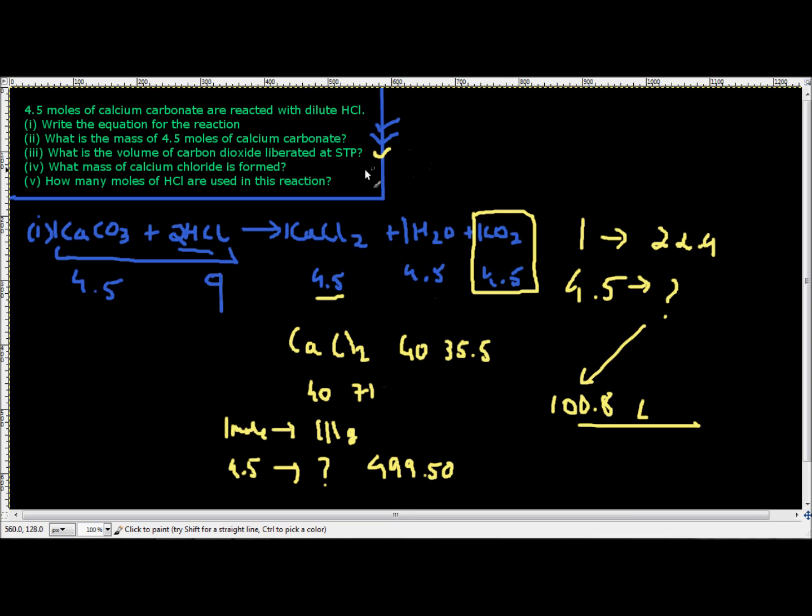The last part here says how many moles of HCl are used in this reaction. So we've calculated that right in the beginning. Write the answer directly, 9 moles. And the reason, I hope you're clear, you've been given 4.5 moles of CaCO3, and if you've been given say 1 mole, then you must use 2 moles of HCl. So here, since you have 4.5 moles, you just double it and you need to use 9 moles of HCl. So this is how you go about these questions.